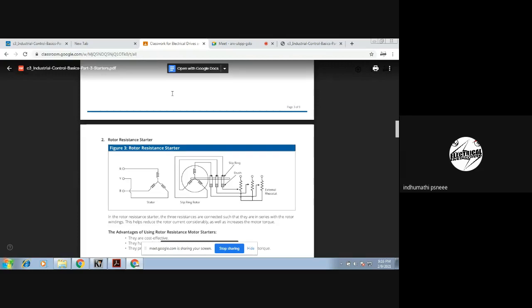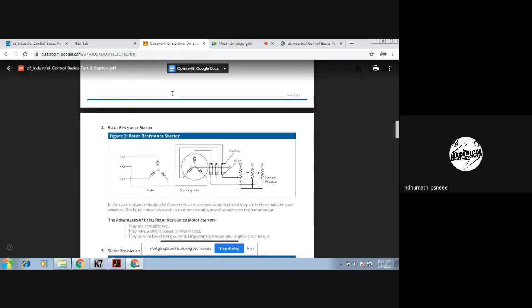The three resistances are connected in series with the rotor winding. This helps reduce the rotor current considerably, as well as increase the motor torque. The resistance decreases the rotor current, and increases the rotor speed and torque also. So this is a rotor resistance starter.